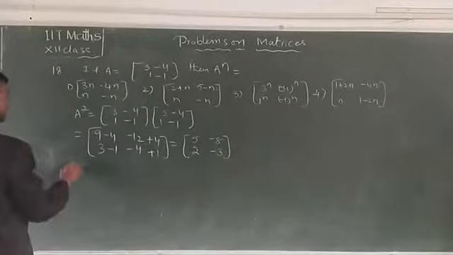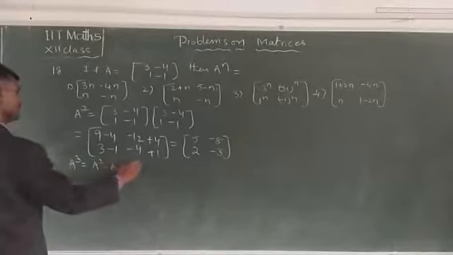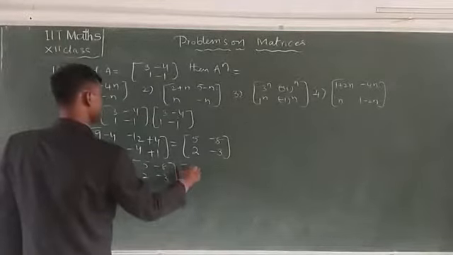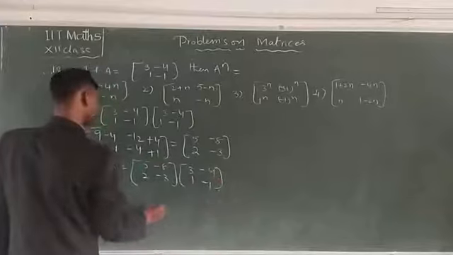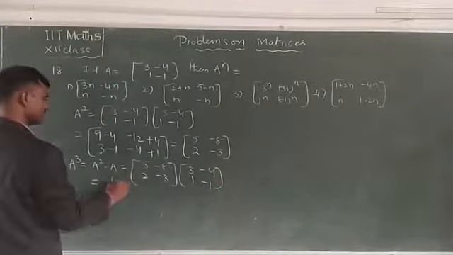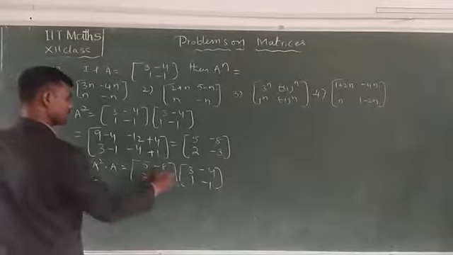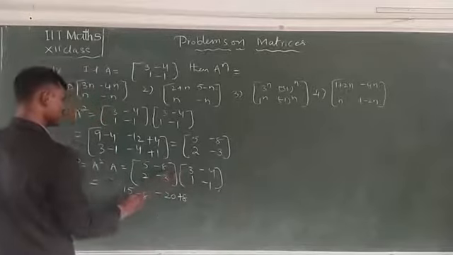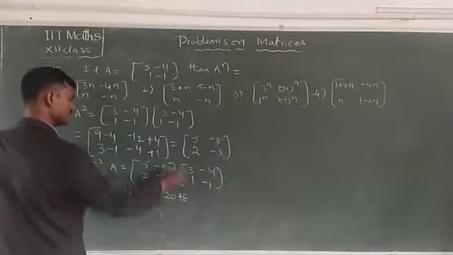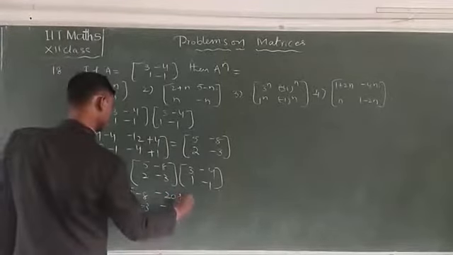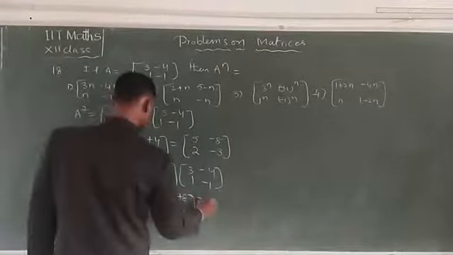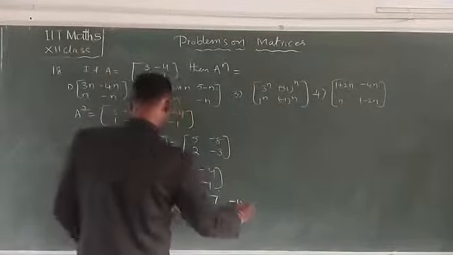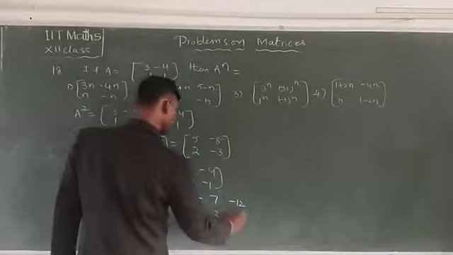Now we can multiply: A cube is equal to A square into A. Here A square is [5 -8; 2 -3] into [3 -4; 1 -1]. Now we can write 5 into 3 is 15, 8 ones are 8, 5 fours are minus 20, 8 ones are 8, 2 threes are 6, 3 ones are 3, 2 into 4 is minus 8, 3 ones are 3. Now this is written as 15 minus 8 equal to 7, this is minus 12, this is 3, and this is minus 5.